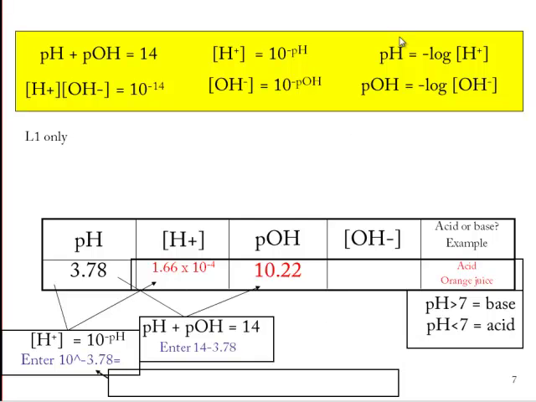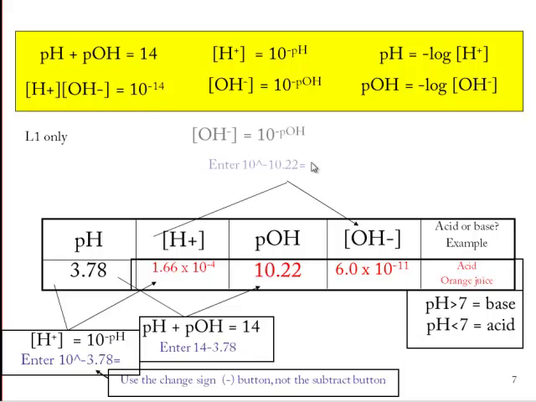Similarly, pOH is simply equal to, there it is, the negative log of the hydroxide concentration. So the hydroxide ion concentration equals, that's what we're looking for, 10 to the minus pOH. So 10 to the minus 10.22 equals 6 times 10 to the minus 11th.